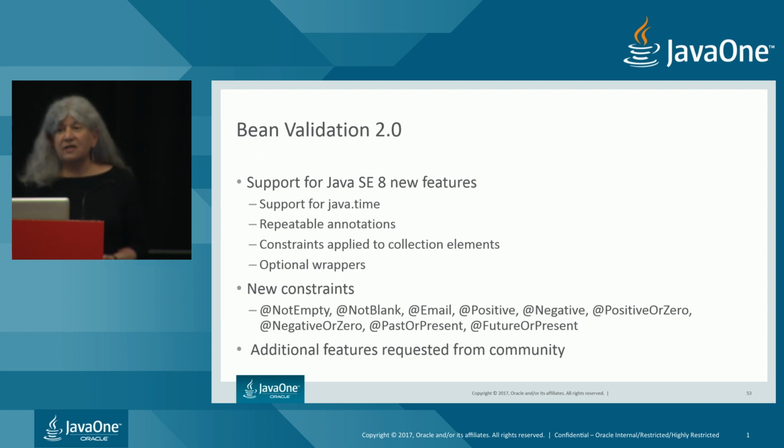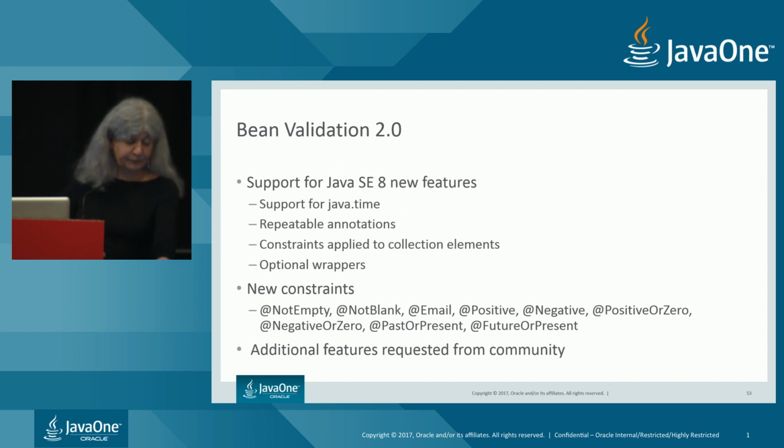Some of these were already there in Hibernate Validator, and I think they had gotten a very positive reception there, so the requests were made to add these into the standard Bean validation as well. So a host of new constraints.